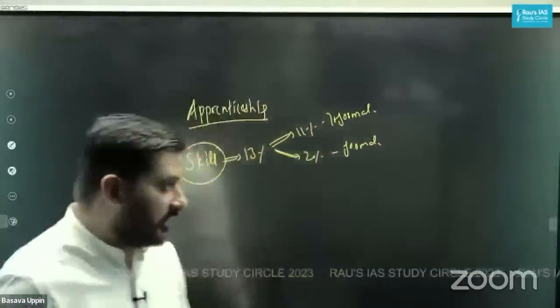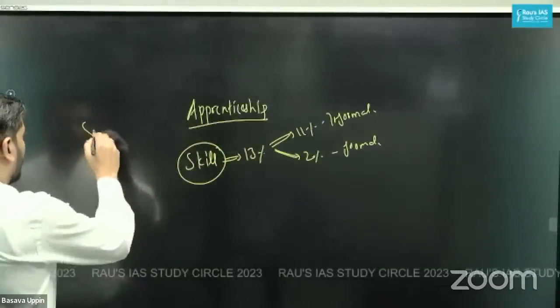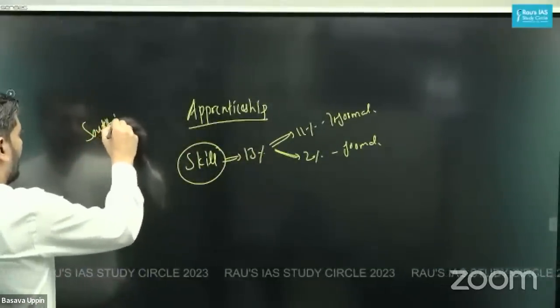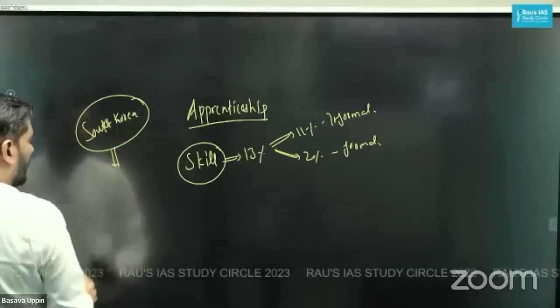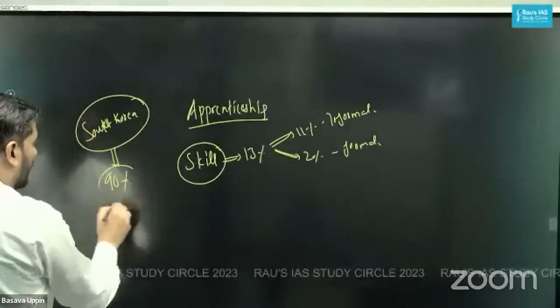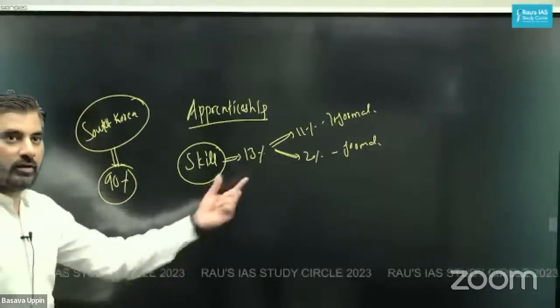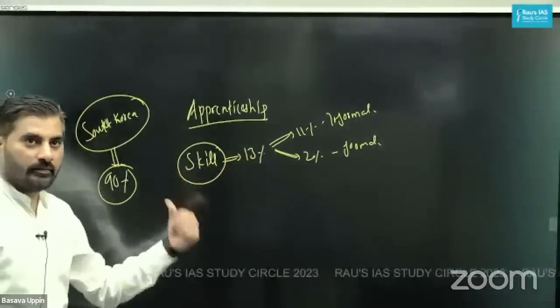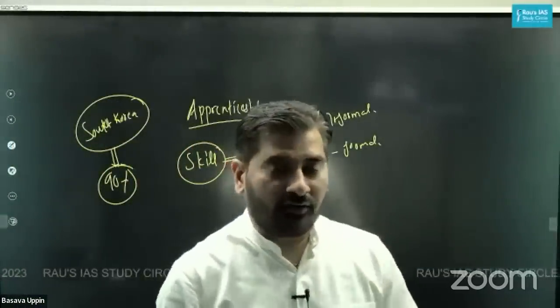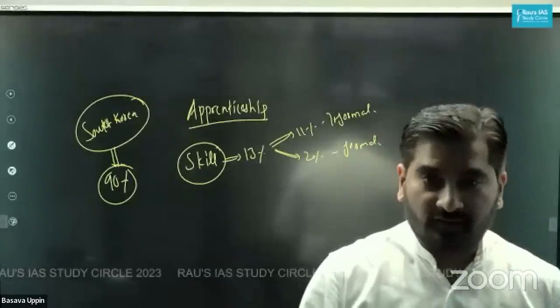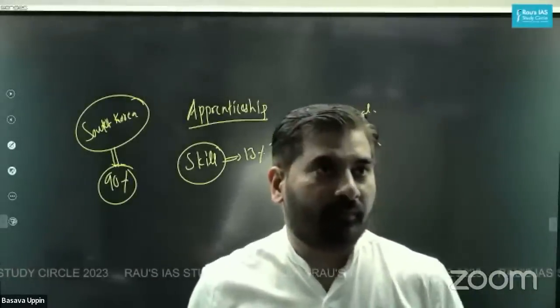Whereas if you look at countries, the best example of a country with a high level of skill set is South Korea. In South Korea, almost 90% of the workforce is skilled. So compare and contrast. We know that India is facing a demographic dividend. But what's the use of the demographic dividend if the youths in India are not skilled enough?